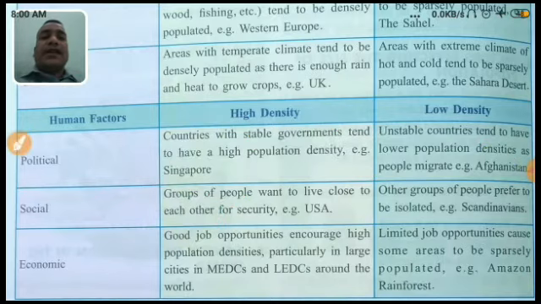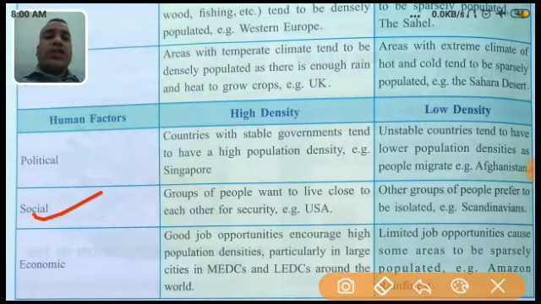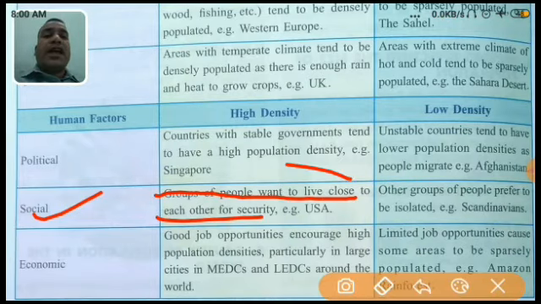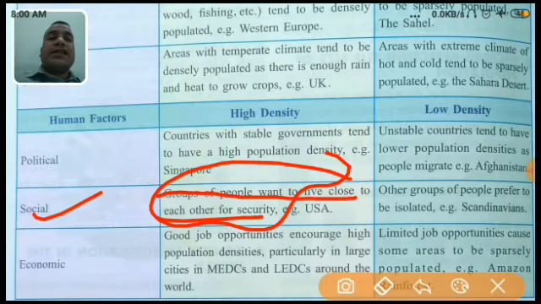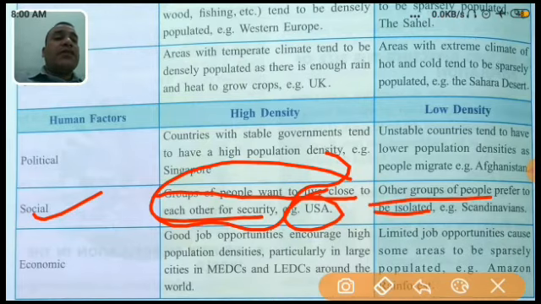Okay, next one is the social factor, because we are social people. A group of people want to live close to each other. Social people live together, so that's why people want to live there, just like the example of the USA. If they are very close to each other, obviously the population is high. Other groups of people prefer to be isolated. Some live very isolated, they don't want to mingle with other people, so that's why they are isolated, just like the Scandinavian countries.